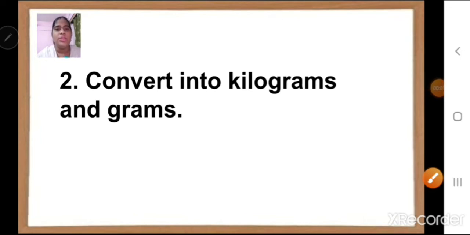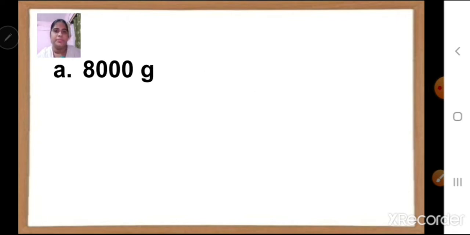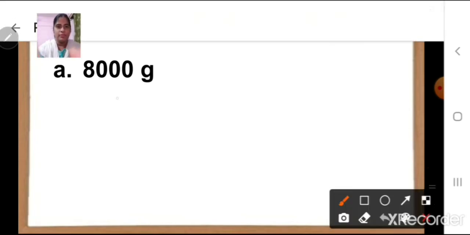Children, now write question number 2. Convert into kilograms and grams. First A question is 8,000 grams. Now we have to convert grams into kilograms, correct? In such a case, what do we do? We divide by 1000, right? So let us solve.